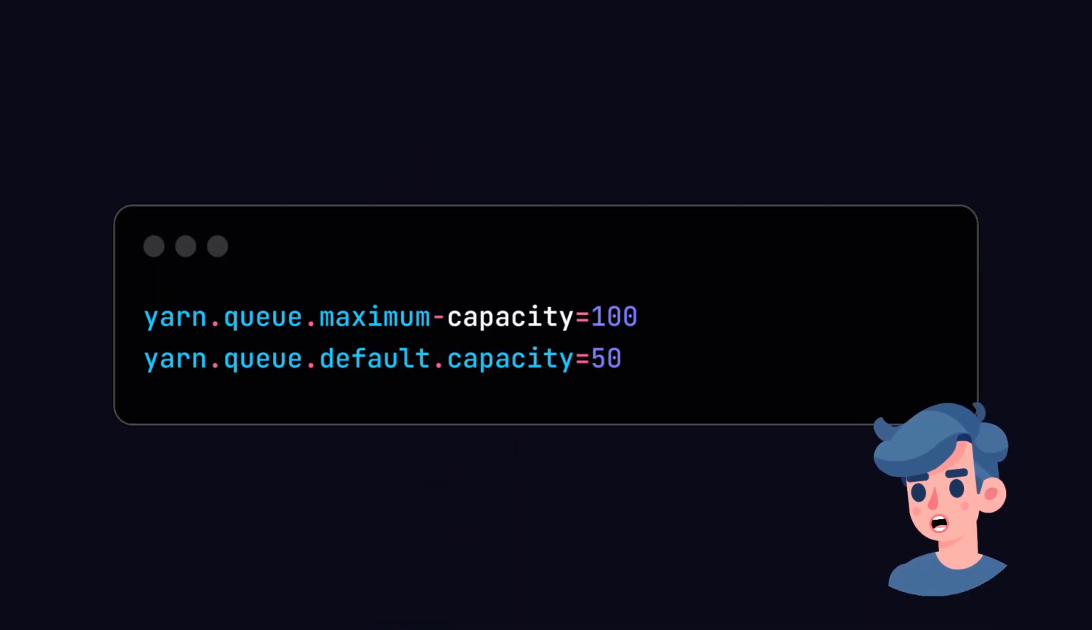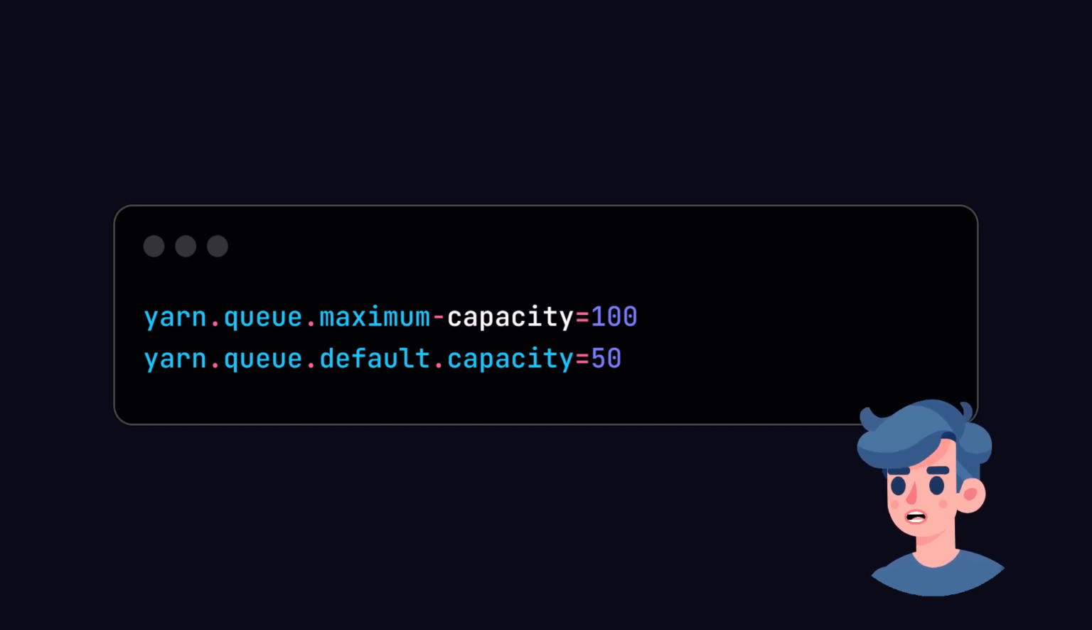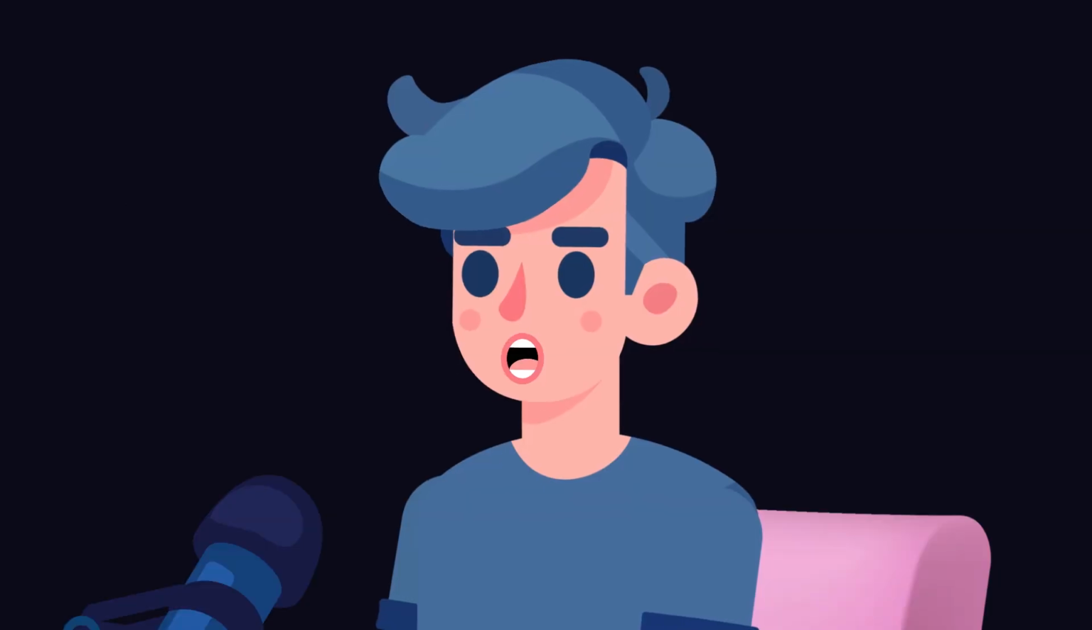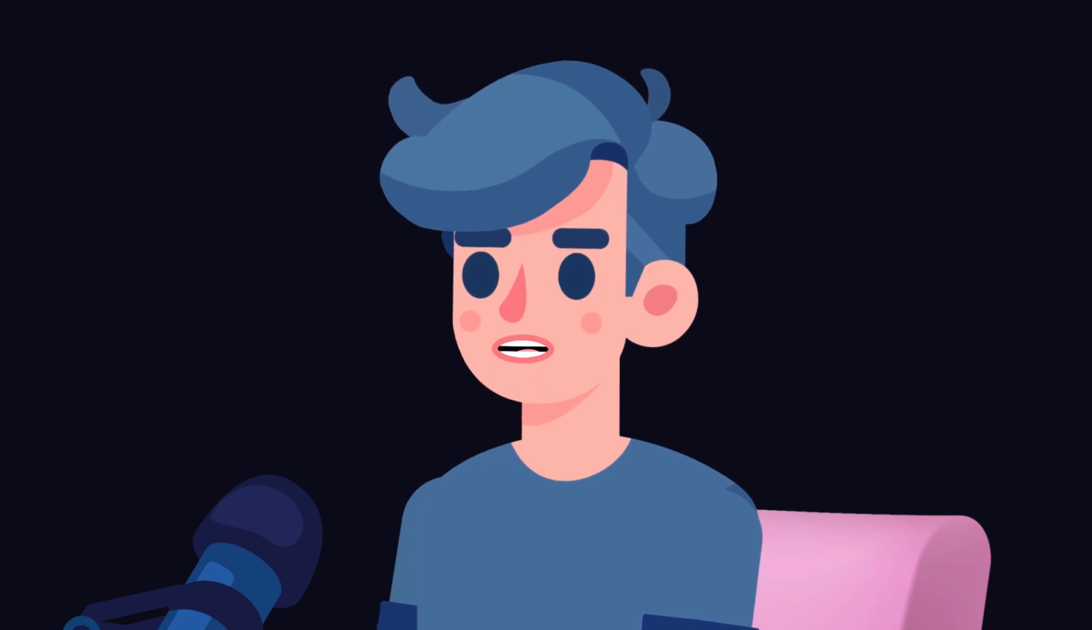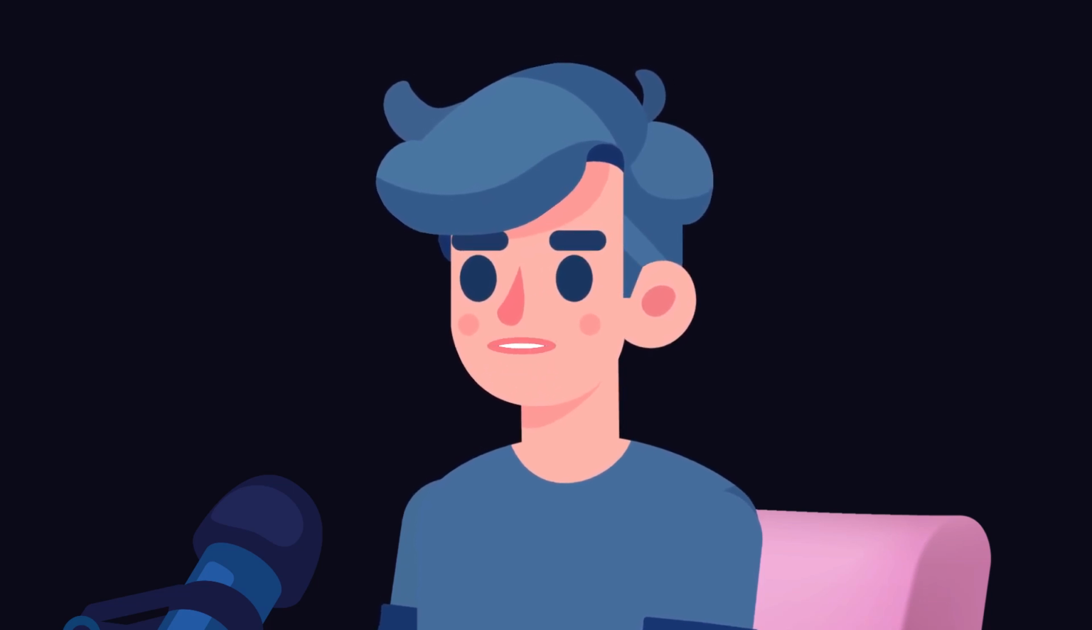In addition to these configurations, YARN also provides features for setting up queues. Queues are a way to manage resource allocation to different applications, ensuring that they get the required resources in a fair manner. Here, we define a maximum capacity for the queue and the default capacity that can be granted to applications submitted to that queue. This is particularly useful in multi-tenant environments.